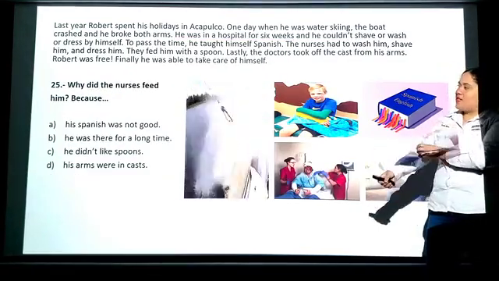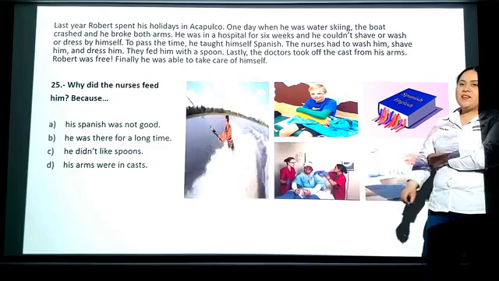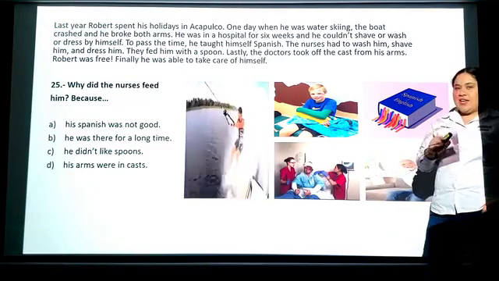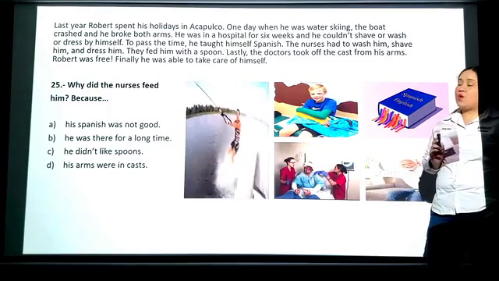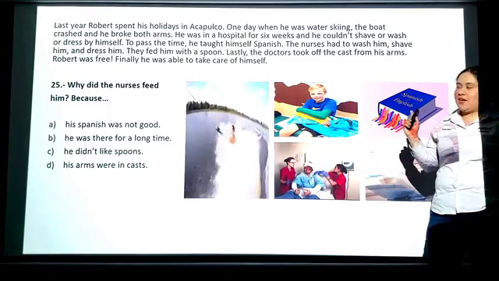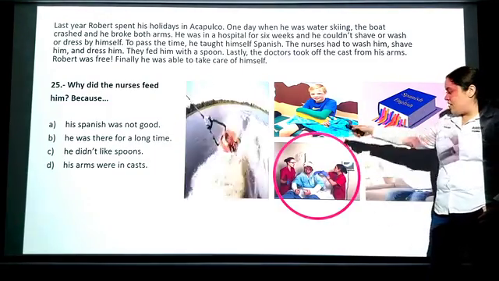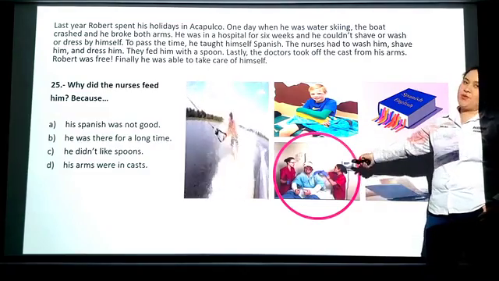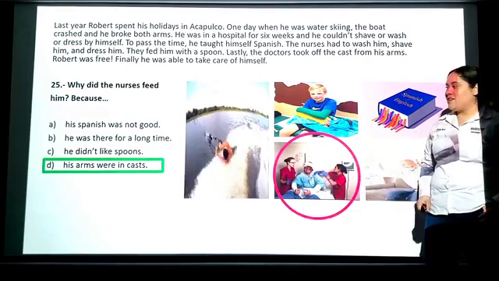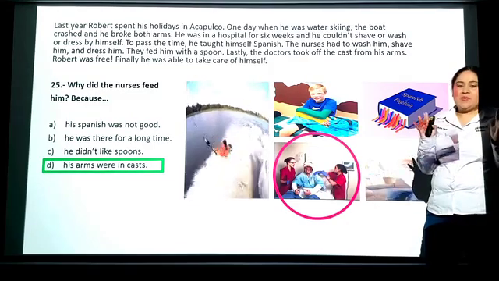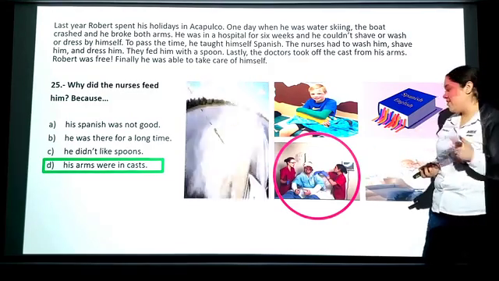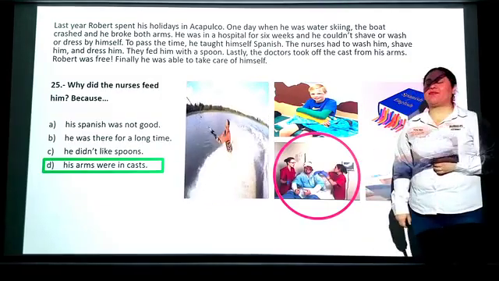Why did the nurses feed him? Because, okay, if you follow the tip that I previously said, you most likely picture everything, right? So, if you picture this, then you know the answer, and it is, his arms were in cast. He couldn't use his arms, right? Or his hands, maybe. Take a look at that.